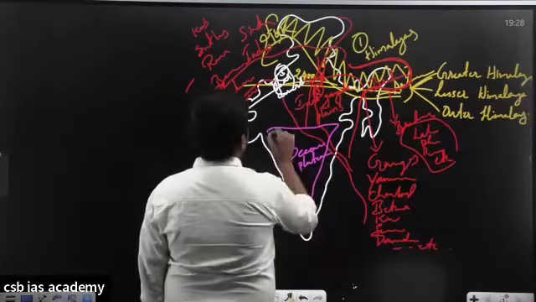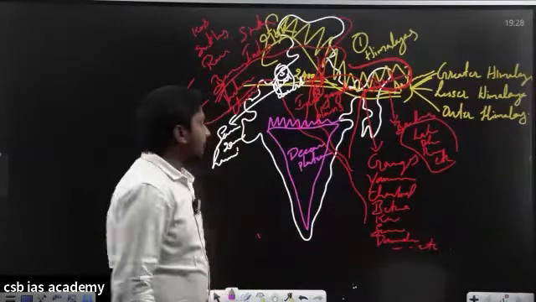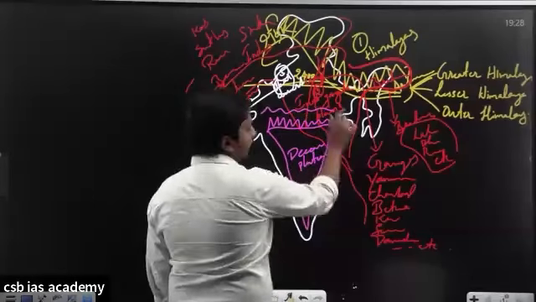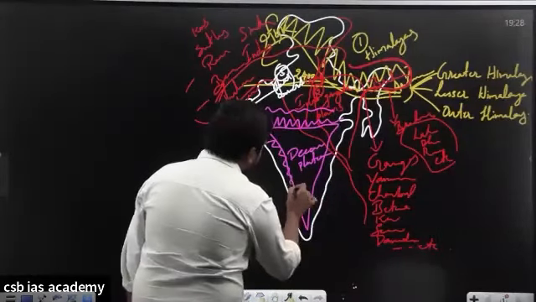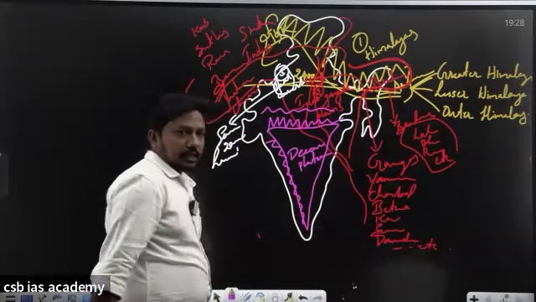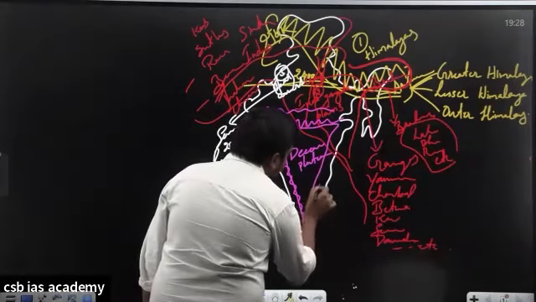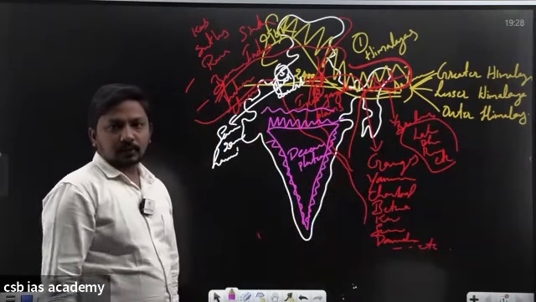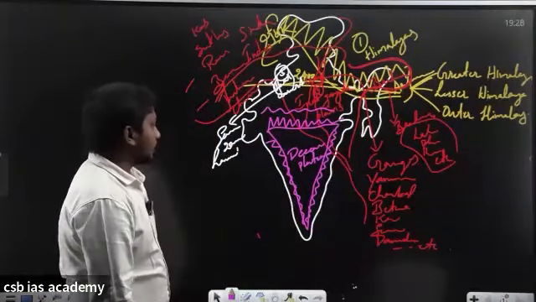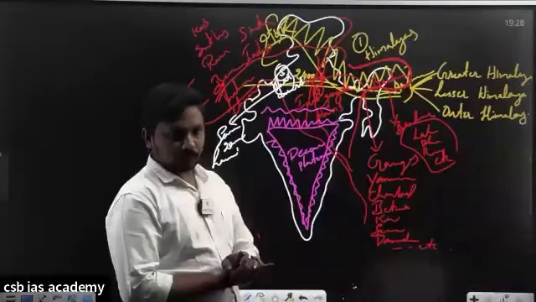In the northern side, you can find Vindhya and Satpura ranges. And in the western part, you can find Western Ghats. And in the east side, you can also find Eastern Ghats. These are the natural borders to the Deccan Plateau, right?